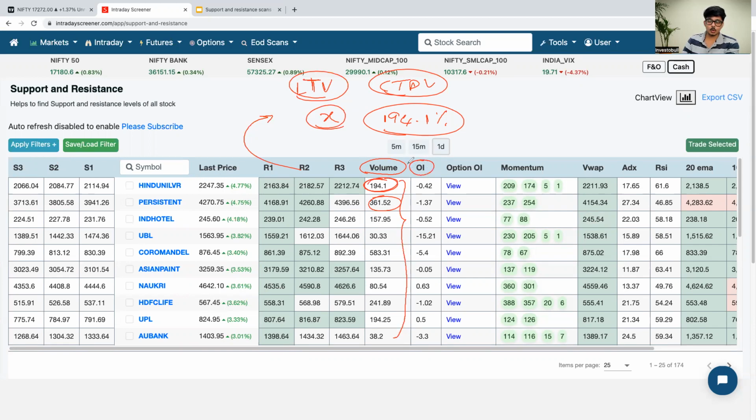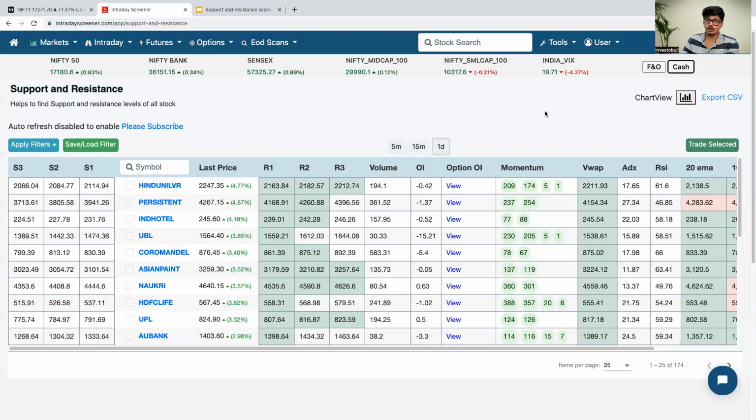When it comes to open interest, only for F&O stocks you will be able to view option chain data and OI. For non-F&O stocks, you won't get the OI or option chain data.